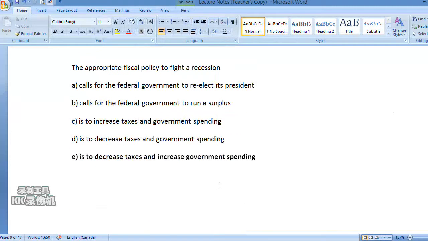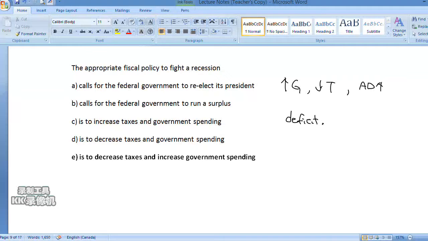The appropriate fiscal policy to fight a recession. When there is a recession, we want to increase government spending and decrease taxes to shift the AD curve to the right, and this will lead to a budget deficit.